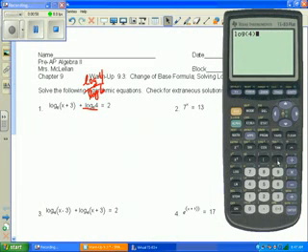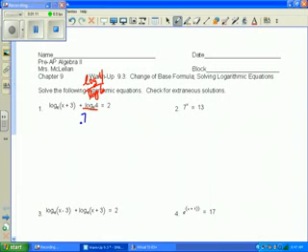So I'm going to do log 4, close the parentheses, divided by log 6. Okay, so this amount here is actually 0.7737. So I've got log base 6 of x plus 3 plus 0.7737 equals 2. Okay, so how should I continue solving this?